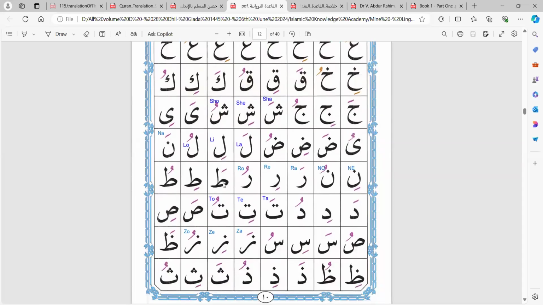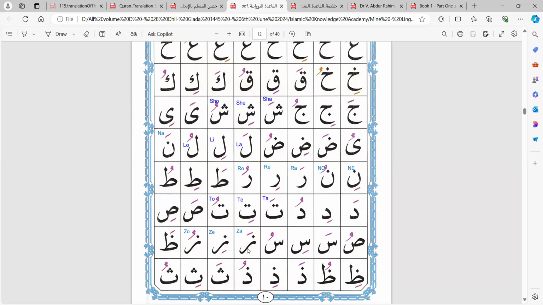We have ta fatha ta, ta kasra ti, ta dhamma tu, dal fatha da, dal kasra di, dal dhamma du. Then we go to ta, ta fatha ta, ta kasra ti, ta dhamma tu. Then we go to صاد, صاد fatha sa, صاد kasra si, صاد dhamma su. Then we go to sin, sin fatha sa, sin kasra si, sin dhamma su.